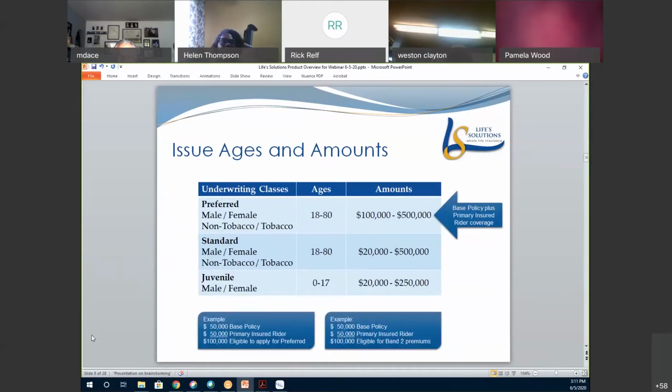Okay, and we get to the issue ages and amounts. So what we've got here, we have a preferred class from 18 to 80. It's tobacco, non-tobacco, sex distinct, male and female. Face amounts 100 to 500. Now what they can do is they can have as little as a $50,000 policy for whole life and a $50,000 term rider on the insured, the primary insured, and that would get them the chance to take advantage of the preferred rates and that improved premium rate class for the higher amount.